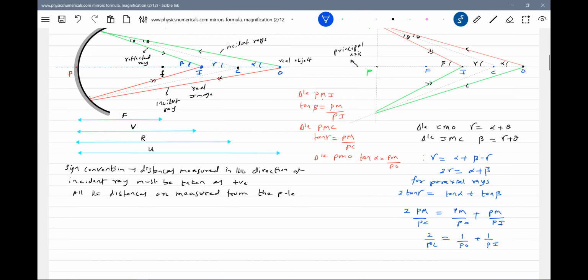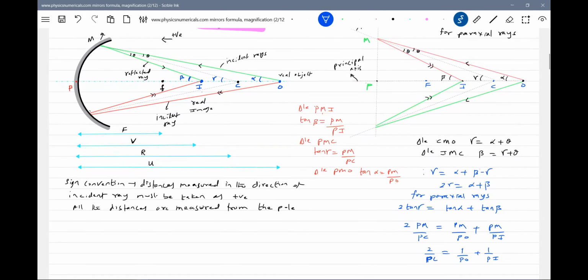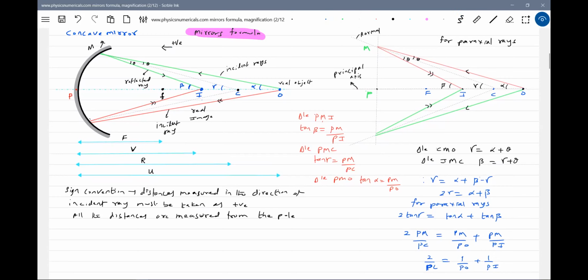What is PC? PC should be equal to the radius of curvature. Let's look at the left corner here. What is the distance PC? Distance PC is what we indicated by R, the radius of curvature. What is the distance PF? It should be equal to F, the focal length. What is PI? PI should be equal to image distance V. And what is PO? Object distance U. So these are the symbols. Let me define them.